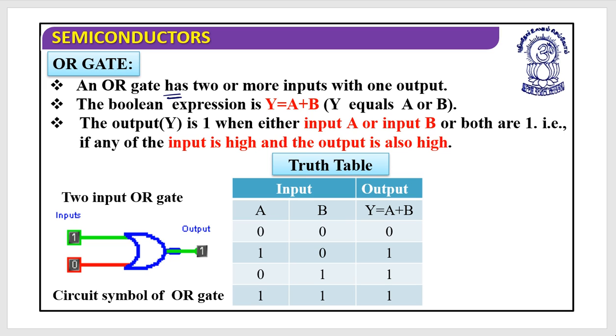We can say an OR gate has two or more inputs with one output, and the Boolean expression for the OR gate is Y equals A or B. This is Y equals A or B, and it has only one concept: the output of the OR gate is 1 when either input A or input B or both are 1.